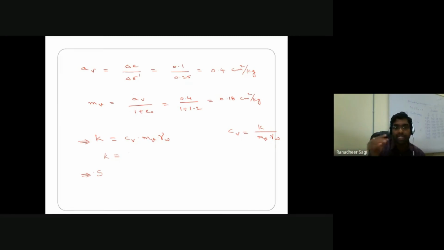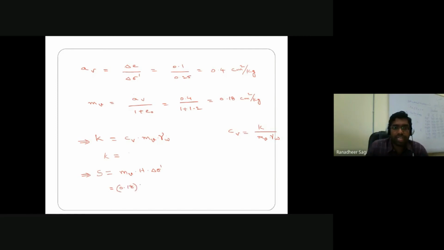Delta sigma, the increment in stress applied on the soil sample, which is causing the consolidation settlement, is 0.25 kg per centimeter square. If you can recall, the settlement is mv into h into delta sigma dash or delta sigma. We said at the end of consolidation, delta sigma dash and delta sigma are one and the same. mv is something you have already calculated, 0.18.